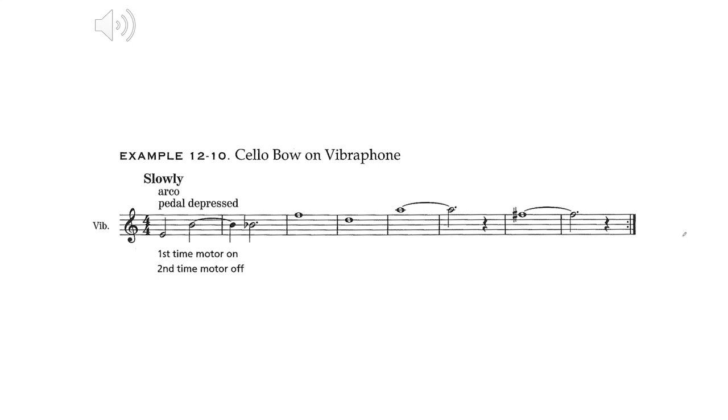Vibraphone can also be played by cello bow. Let's listen to this example. Once again, in the first time, we are going to hear it with the motor on, and in the second time, with the motor off.